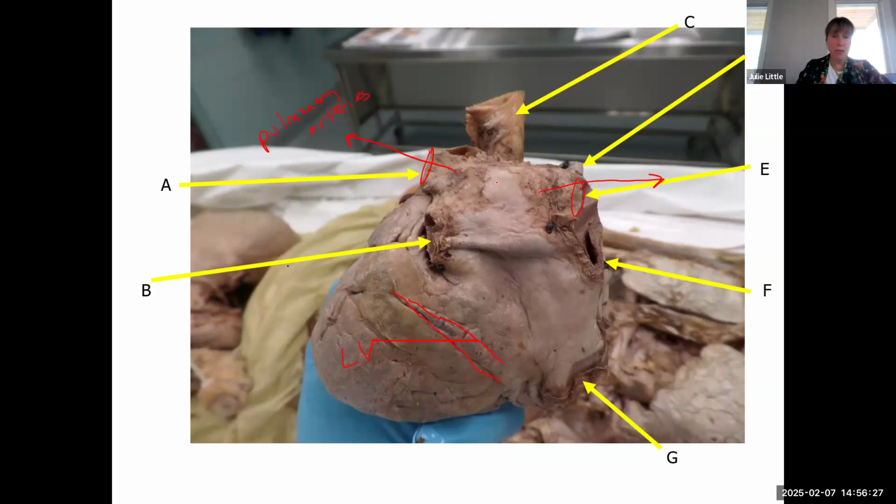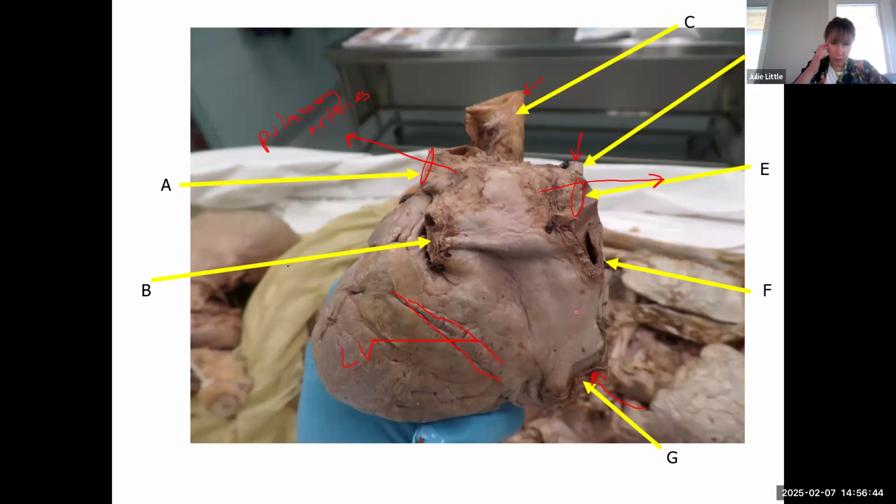Branching off the pulmonary trunk. This is the back of the heart, so you can't see the pulmonary trunk. Maybe you can. No. Here is the aorta. You probably guess that that's the aorta. The superior vena cava, the inferior vena cava.